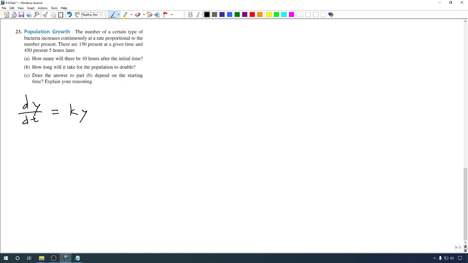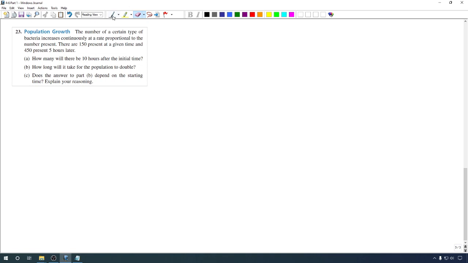The rate of increase is proportional to the amount present. We're told that there are 150 present at a given time. We're going to assume that that time is our time t equals 0. And then we're told that there's 450 after 5 hours. And then we're asked to solve a few questions about it. But the first thing we want to do is set up our model.